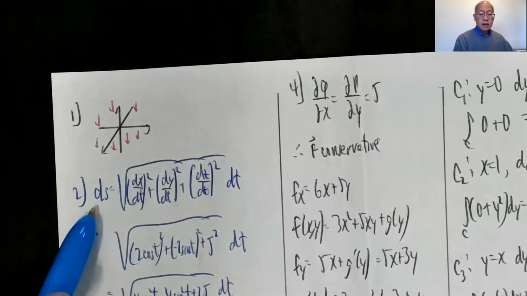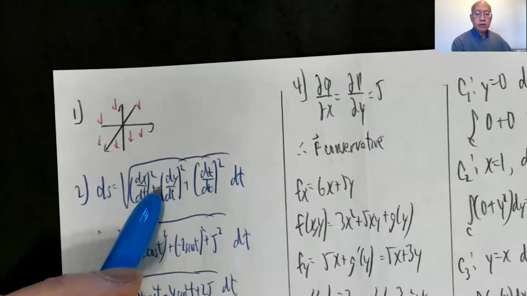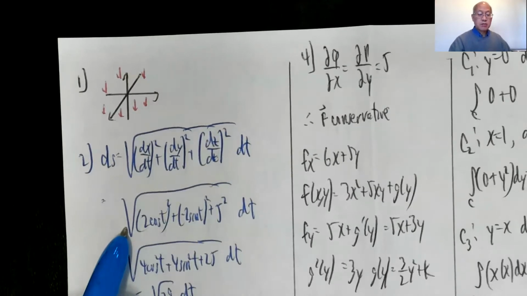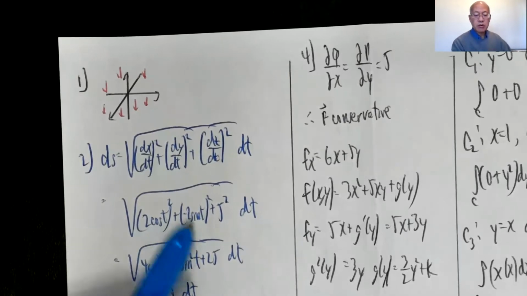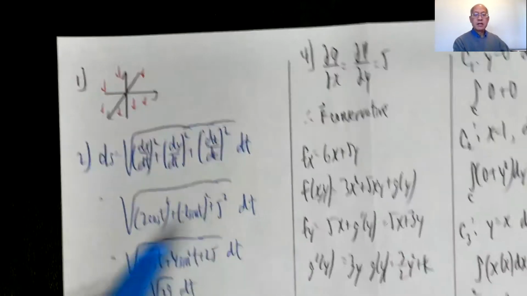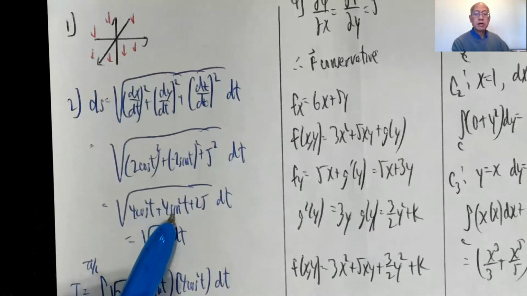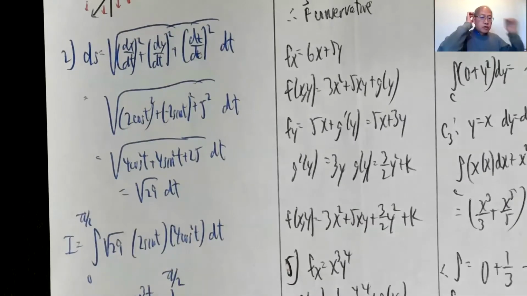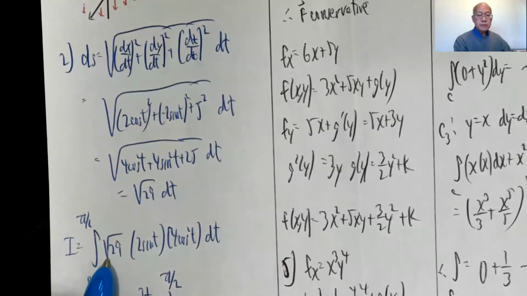Number 2, ds is given. It's the square root of (dx/dt) squared plus (dy/dt) squared plus (dz/dt) squared, dt. So the derivative of x, 2 sine t, is 2 cosine t, squared. The derivative of y is negative 2 sine t, squared, plus 5 squared, dt. That comes out to be 4 cosine squared t plus 4 sine squared t, which is 4 plus 25, so radical 29 dt. So I'm integrating from 0 to pi over 2, radical 29.